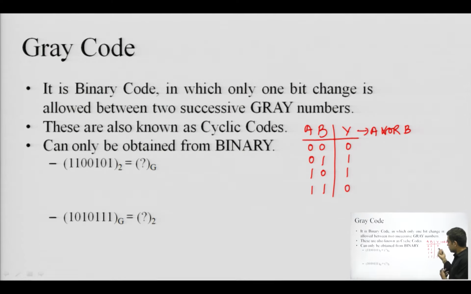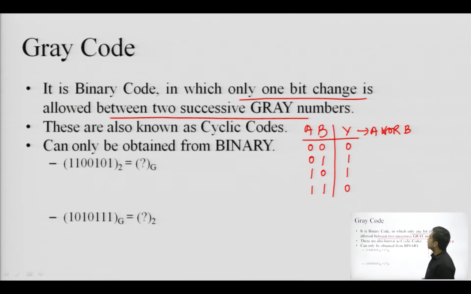But the only two cases for which I am obtaining a high output, that is one output, is 0 1 or 1 0. So, I just need to remember how this XOR operation is performed to convert a binary number into gray number. And there are two properties of gray codes which are stated here. Gray code is one in which only one bit change is allowed between two successive gray codes. The next one, these are also known as cyclic code. In the next slide, we will be covering these 2 points, why it is called cyclic code and how there is only one bit change allowed between two successive gray numbers.